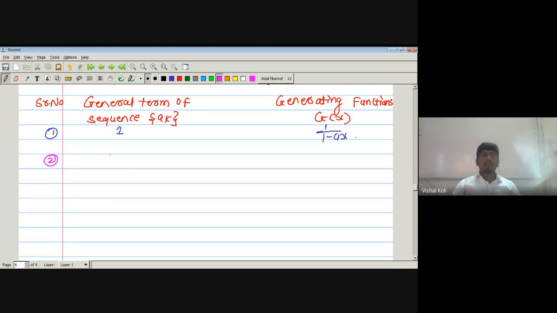Second, if the general term of a sequence is minus 1 to the power k, that is, the first term will be 1, second one minus 1, third one plus 1, fourth one minus 1, then its corresponding generating function is nothing but 1 upon 1 plus x.